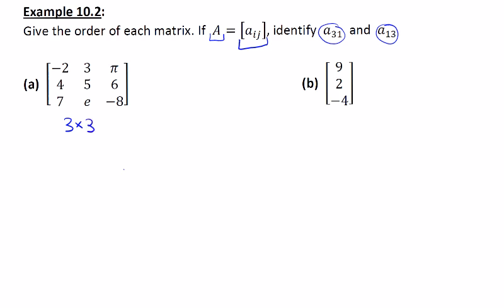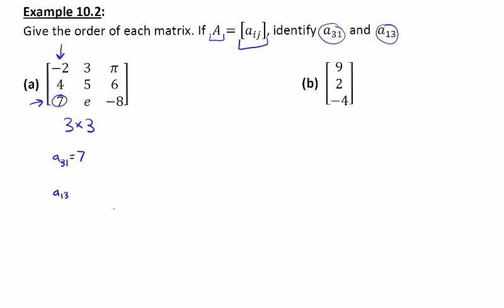And we need to identify what is located in the A31 position and what's located in the A13 position. So looking at A31, that means I need to go to the 3rd row and look in the 1st column, and where those intersect is the element represented by 7. So A31 is equivalent to 7.